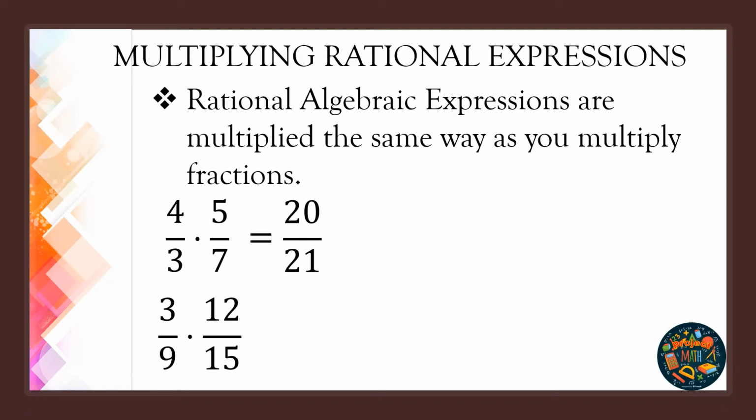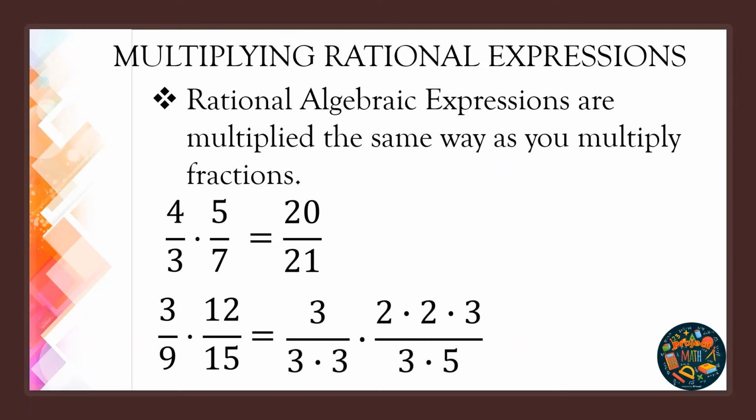If in case that we have 3 over 9 times 12 over 15, makikita natin that there are common factors in the numerator and in the denominator. So, what are these factors? Tingnan natin ang mga factors ng bawat number. So, ang 9, meron tayong 3 times 3. Ang 12, merong 2 times 2 times 3. At ang 15, merong 3 times 5. Okay, so we can see there the common factors from numerator and denominator. Meron pa tayong another 3 and 3 from numerator and denominator. Okay, so meron pa ba? Kung wala na, we are going to multiply the remaining numbers. 2 times 2 is 4, 3 times 5 is 15. So, the final answer is 4 over 15.